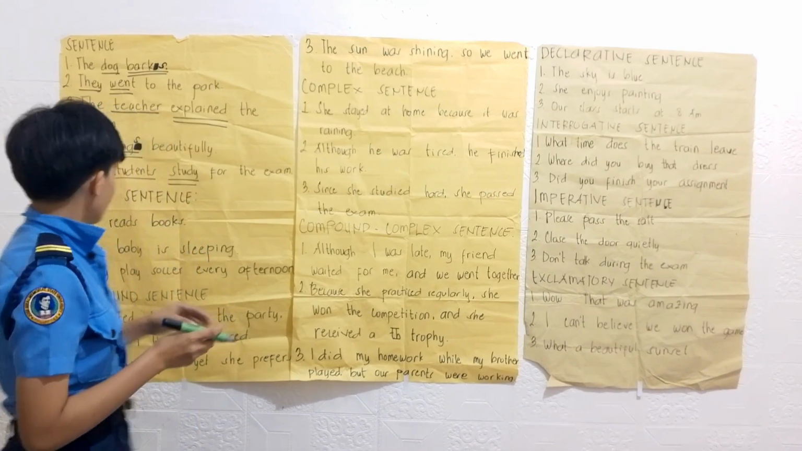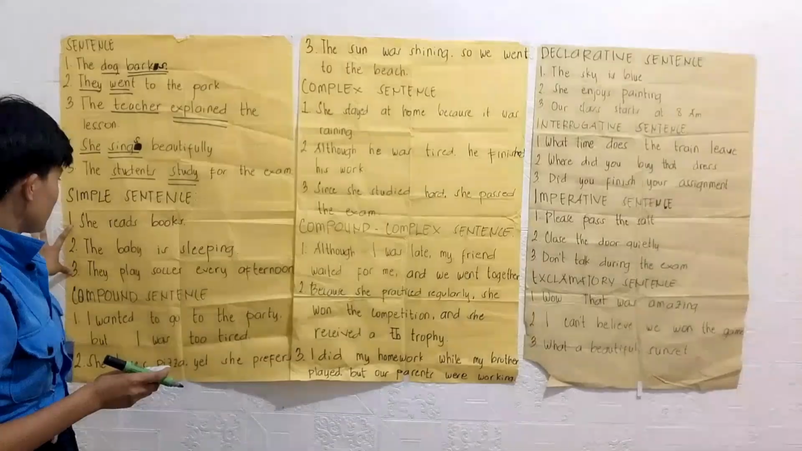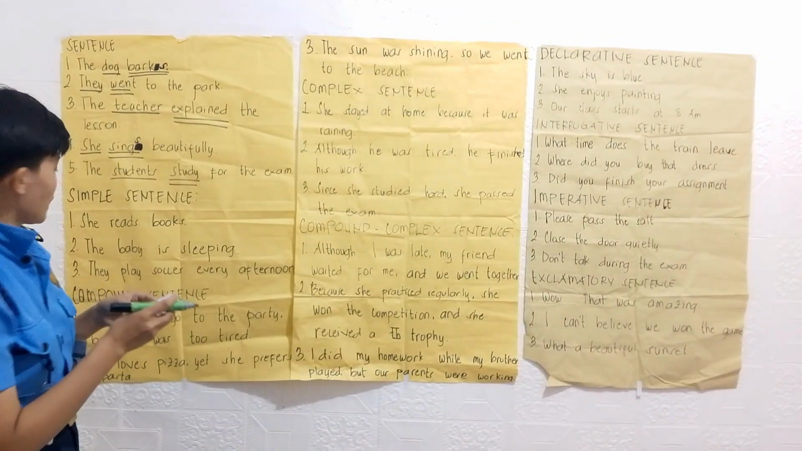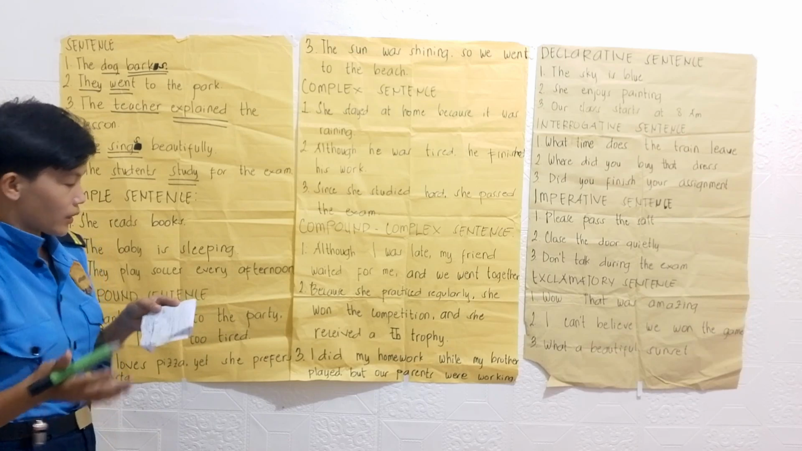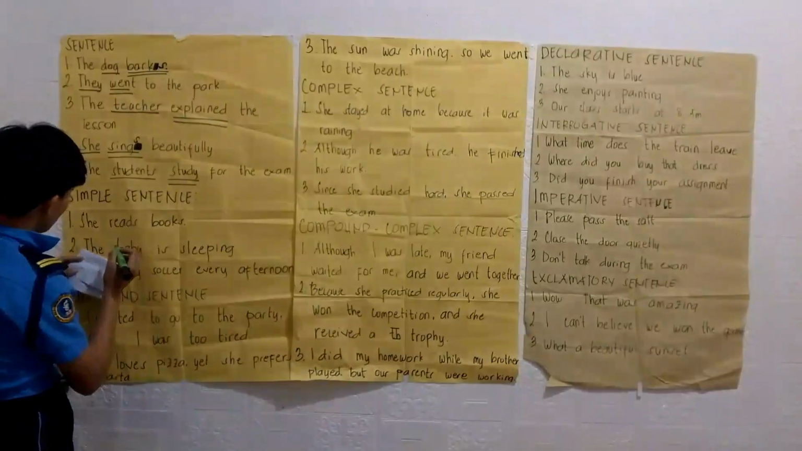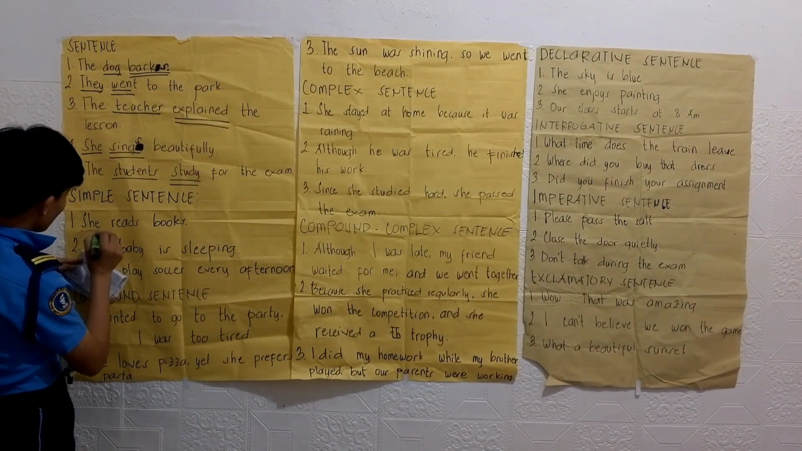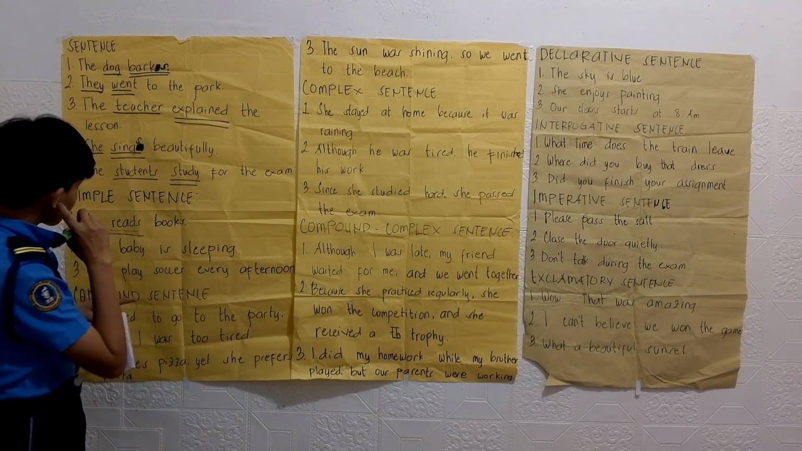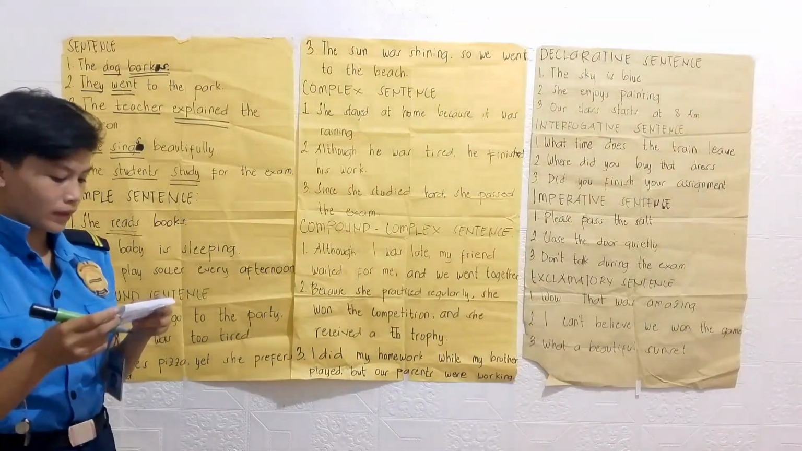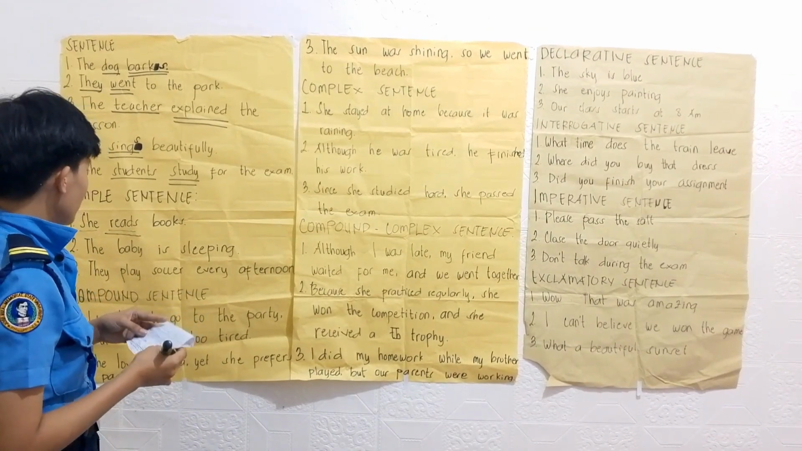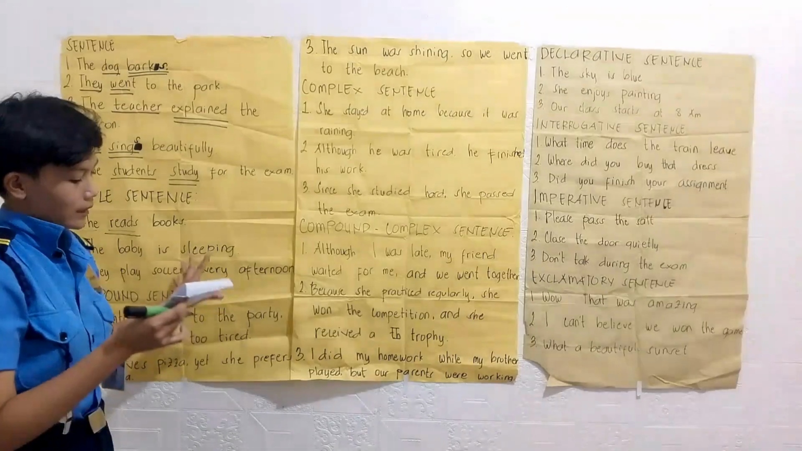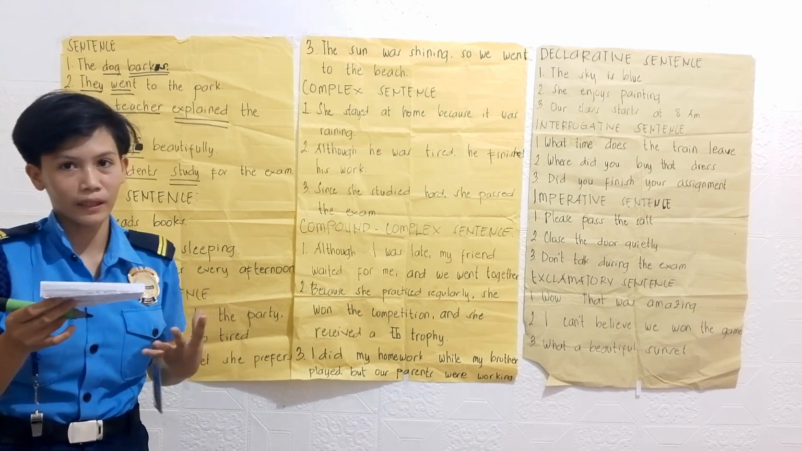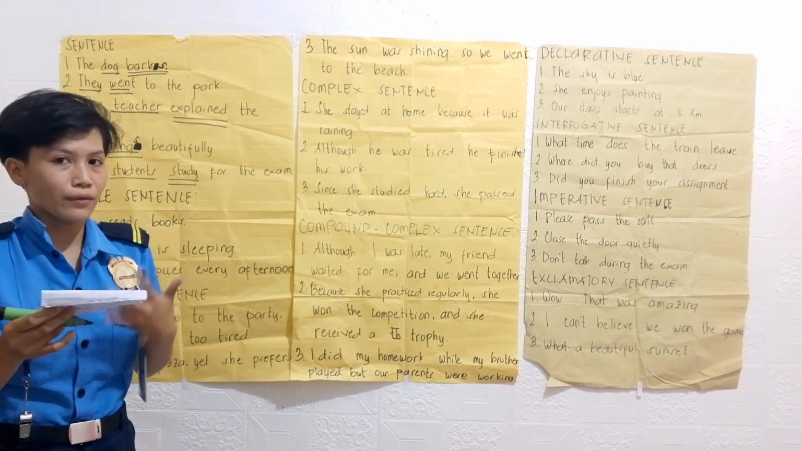There are 3 examples of simple sentences. Number 1, she reads books. Now let's identify the subject and the verb. The subject is she, and the verb is reads. Number 2, the baby is sleeping. These sentences are considered independent clauses because they stand alone as sentences.